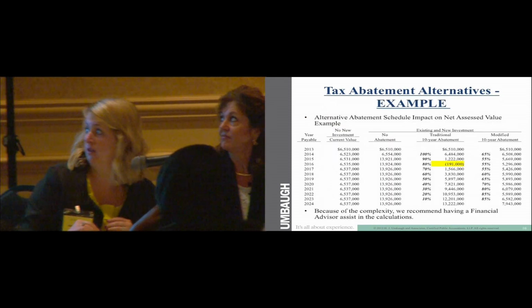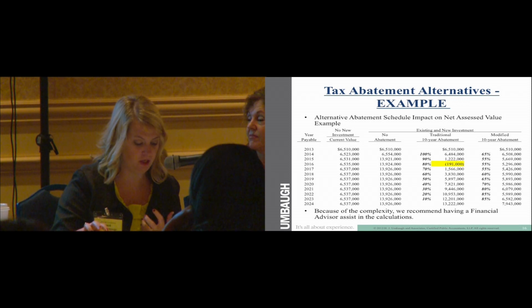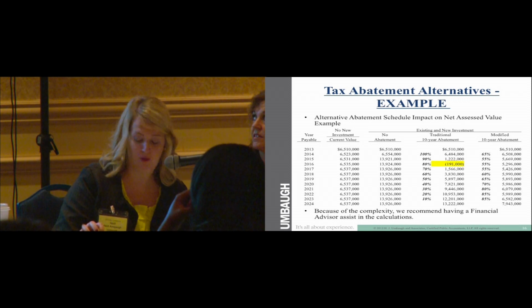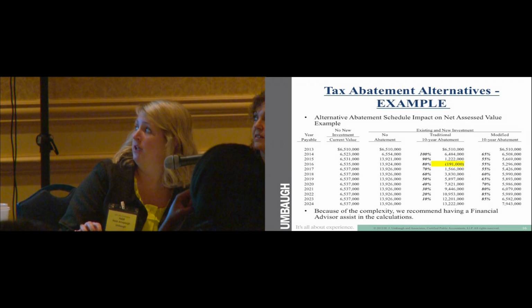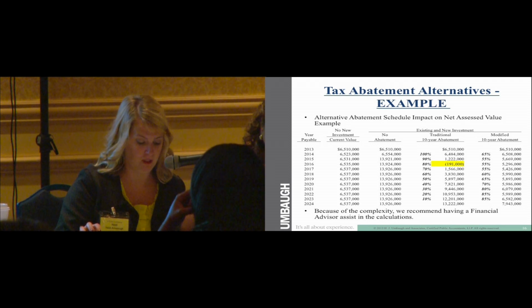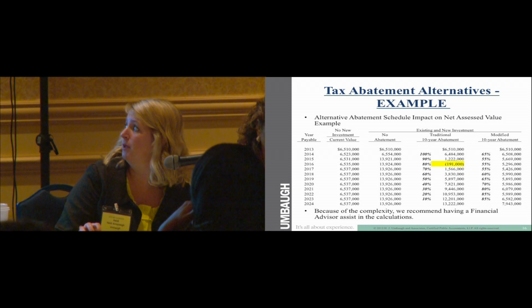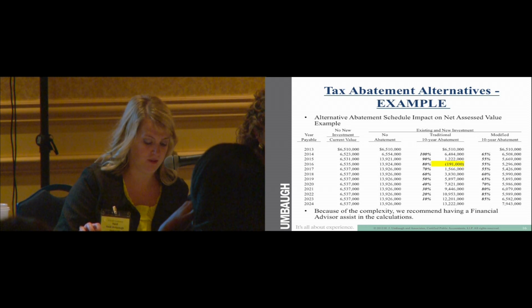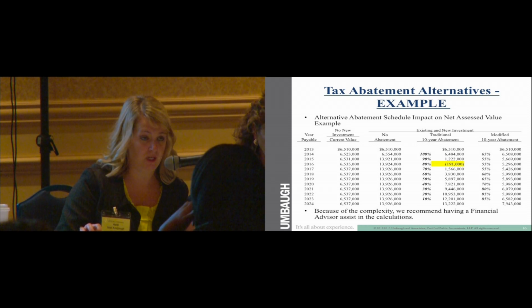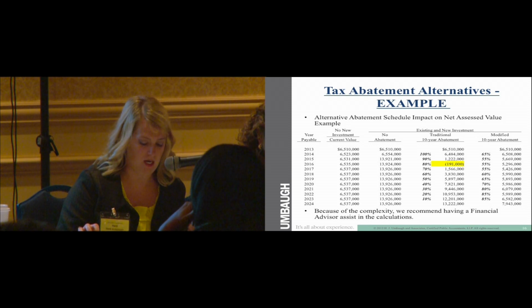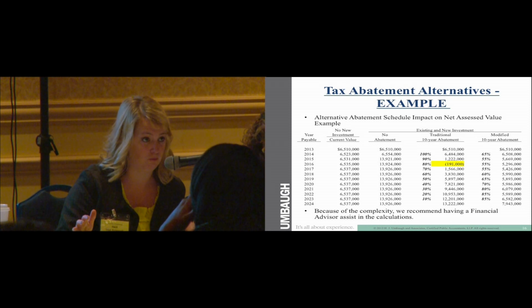The next slide is an example of what I was trying to explain. For this community, they decided on using this modified, alternative abatement schedule. As you can see, the first column is the assessed value, assuming no new investment had taken place, so about 6.5 million. The next column assumes that the investment occurs but they receive no abatement. So you can see that it jumps up to 13.9 million in 2015 because there's no abatement assumed at all.